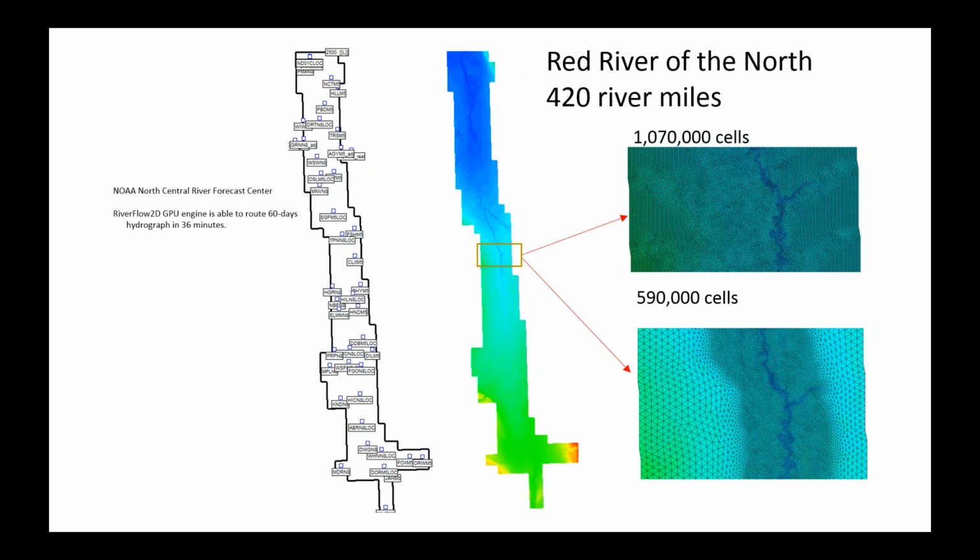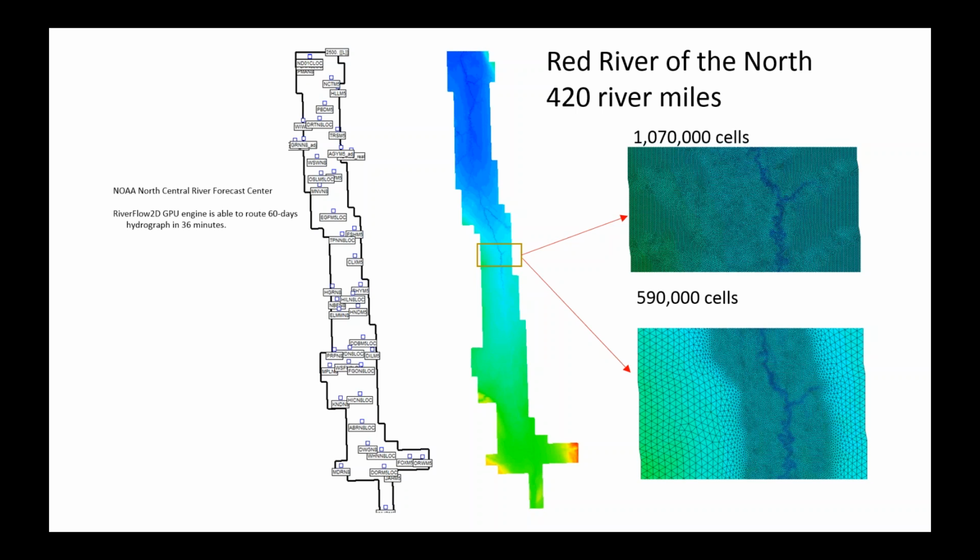And also in the United States, we have, for instance, the Red River of the North, 420 river miles that has been implemented by NOAA. And this is a river forecast model, and that has been tested. What you see on the left are watermark sites that have been recorded to check the model results.